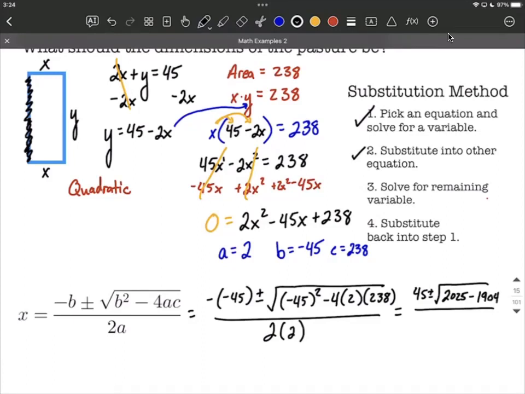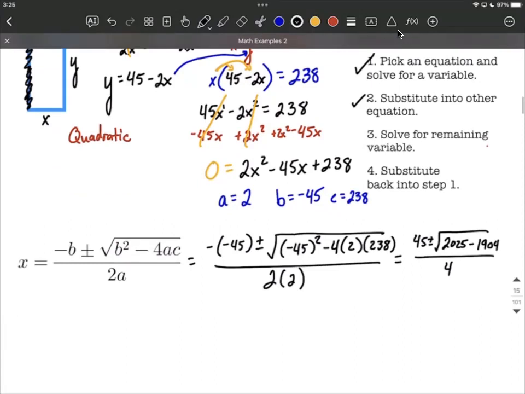1,904. I can do the 2 times 2 makes 4 in the denominator. Got that. No problem. All right. Let's continue simplifying down what's inside our square root. So we've got 45 on the outside plus or minus the square root of 121 over 4. And this actually works out pretty nicely that 121 is a perfect square. So that'll reduce down to 45 plus or minus 11 over 4.